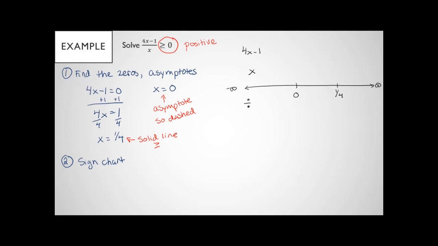So I am going to put a dashed line at 0 because that's an asymptote. And then a solid line at 1/4. And now I need to pick what numbers I'm going to plug in. So on the left side of 0, let's plug in like -1. That's smaller than 0.